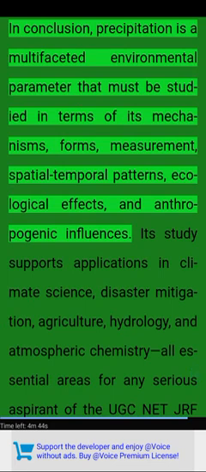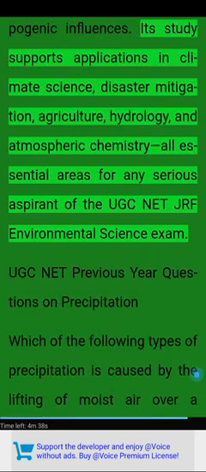In conclusion, precipitation is a multifaceted environmental parameter that must be studied in terms of its mechanisms, forms, measurement, spatial temporal patterns, ecological effects, and anthropogenic influences. Its study supports applications in climate science, disaster mitigation, agriculture, hydrology, and atmospheric chemistry, all essential areas for any serious aspirant of a UGC NET JRF environmental science exam.